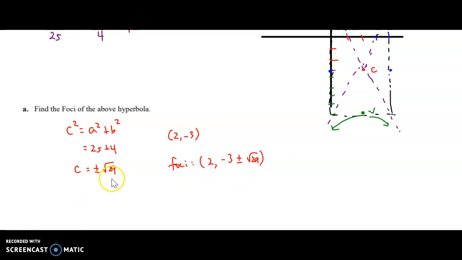And again, when we plot, we need to go to the calculator to approximate the square root of 29. It's like 5 point something. I think around 5.4 maybe, 5.3. And so from the center, you're going to go up 5.4 units and go down 5.4 units. And remember, the foci should be farther than the vertex, because it's going to be inside of the curve. So somewhere around here.